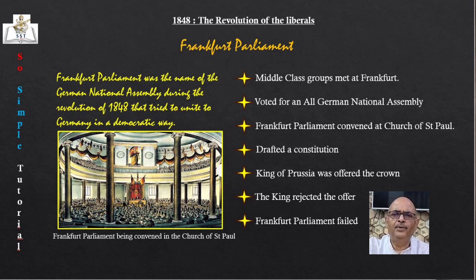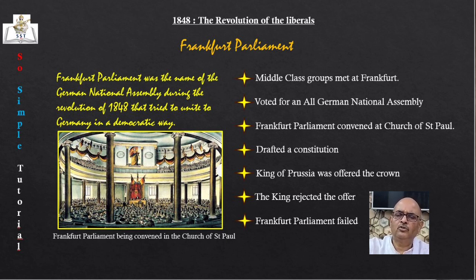A large number of people, particularly middle class professionals, businessmen, etc., came together in the city of Frankfurt and decided to vote for an all German National Assembly. Elections were held in the month of March. On 18th May 1848, the parliament was convened in the church of St. Paul. 831 elected representatives participated in the deliberations.